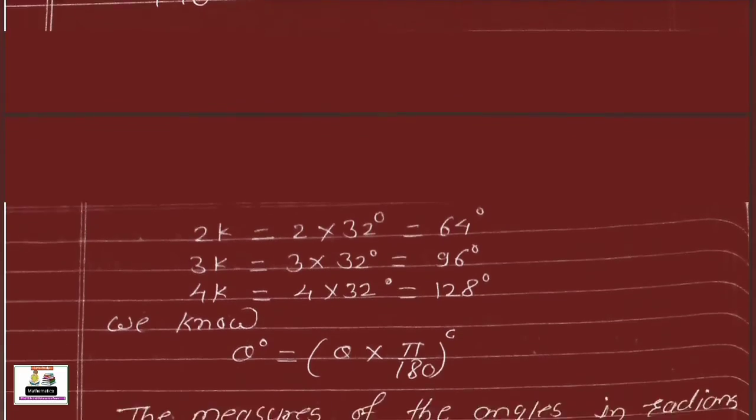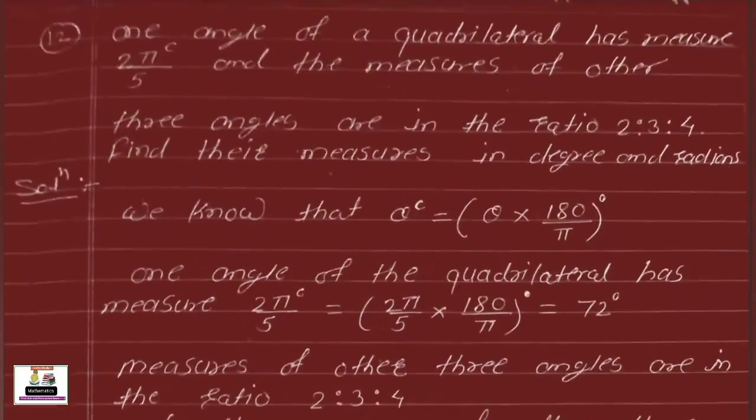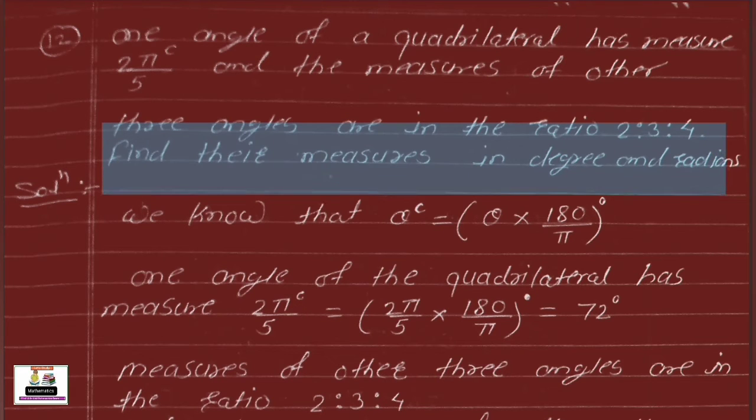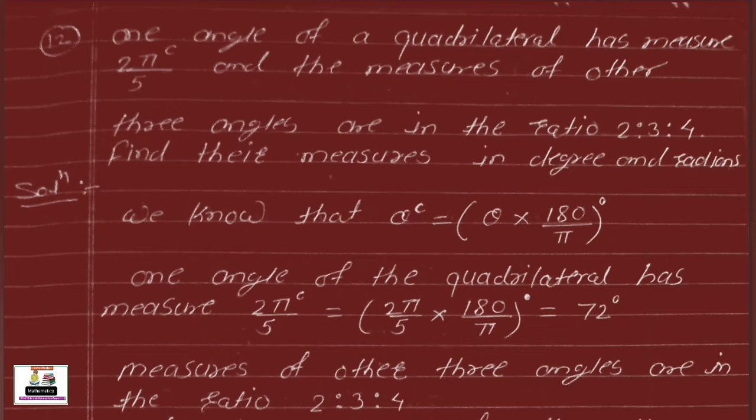Next, question number 12. Let's see. One angle of a quadrilateral has measure 2 pi by 5 radians and the measure of the other three angles are in the ratio 2:3:4. Find their measure in degrees and radians. Here one angle is given in radians and the others are in a ratio. Then we find the three angles in degrees and radians.